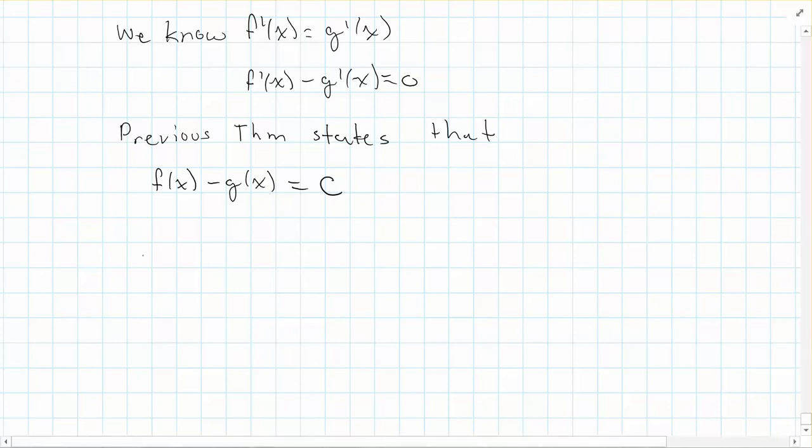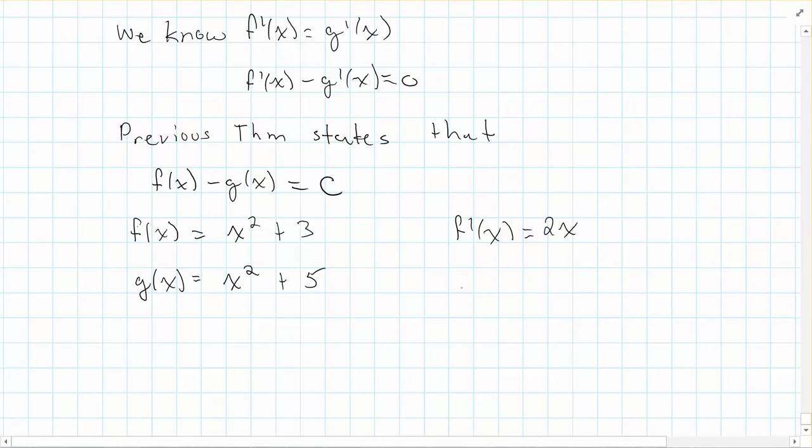Now, what is this useful for? Well, the way we're going to use it in section 4.8 is the forward direction. This isn't what the theorem is stating, but for instance, if we're given a function like f of x equals x squared plus 3, and g of x is equal to x squared plus 5, then we know f prime of x is 2x, and g prime of x is also 2x.